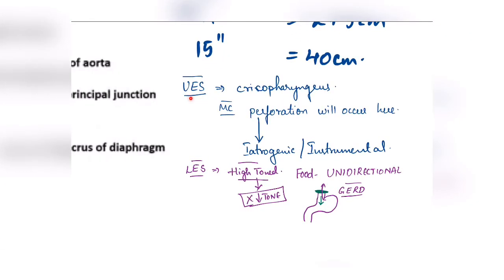The upper esophageal sphincter has the most common perforation, and the most common perforation is due to iatrogenic or instrumental causes. And the lower esophageal sphincter has a high-tone muscle, and due to this the food passes in only one direction, and when it loses the tone, it may lead to gastroesophageal reflux disease also.